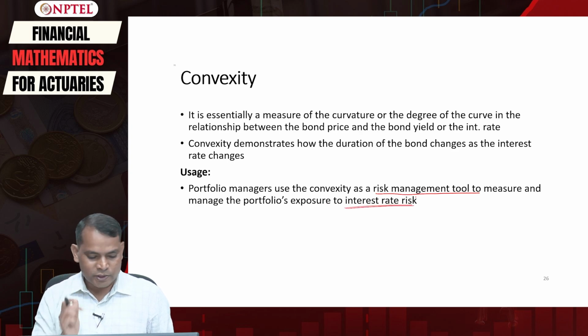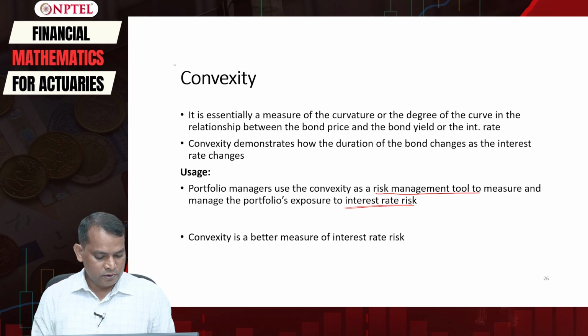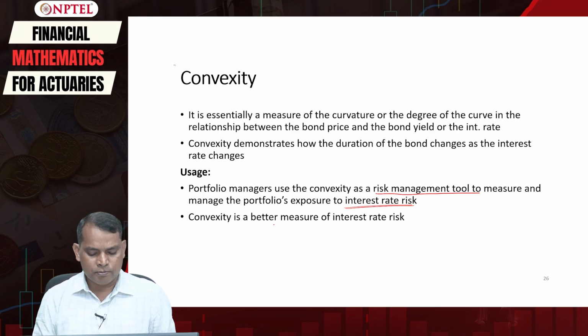By knowing the convexity, a manager can identify the risk, or what the probability is of a bond being highly risky or less risky. So convexity is therefore a better measurement of interest rate risk: how far the price will change if there are any changes in the interest rate.